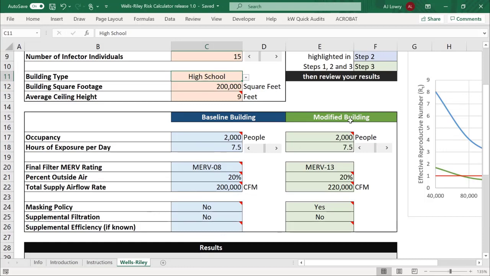Step 3 is to input the modified building inputs. These are the same parameters as the baseline building, now with modification for COVID-19. For example, alternating schedules and online learning could reduce the number of people in the building and time spent in the building. ASHRAE recommends increasing filters to MERV 13 or the highest possible during the pandemic. ASHRAE also recommends increasing the amount of outside air and total supply airflow where feasible. Finally, a strong masking policy should be enforced, and supplemental air filtration methods may be considered.